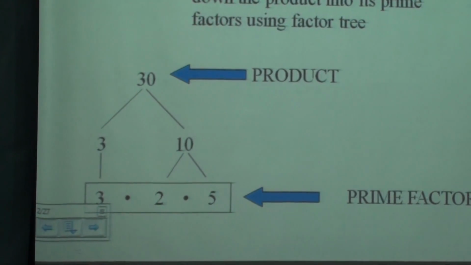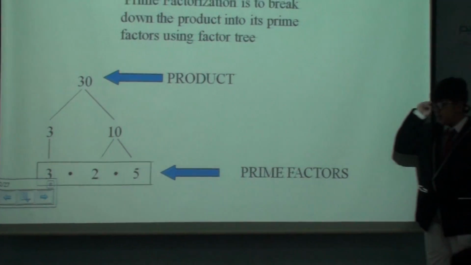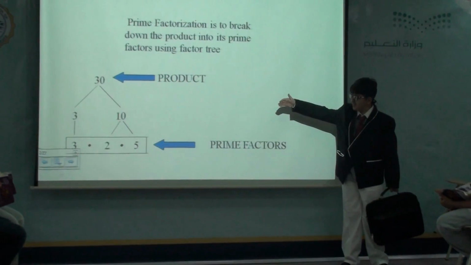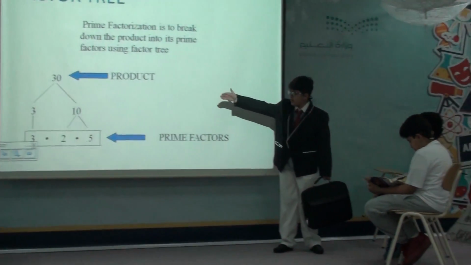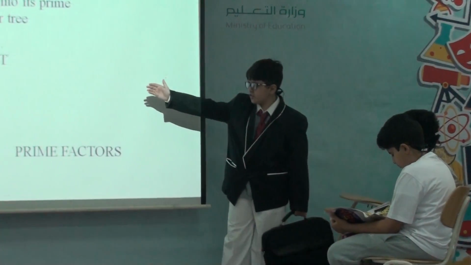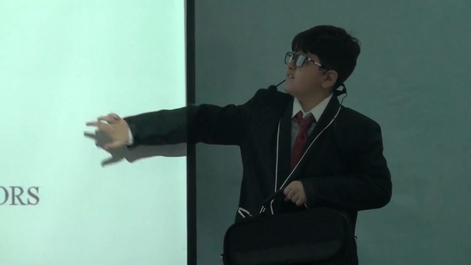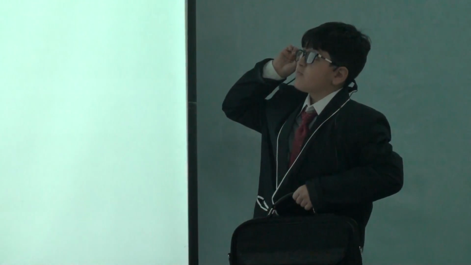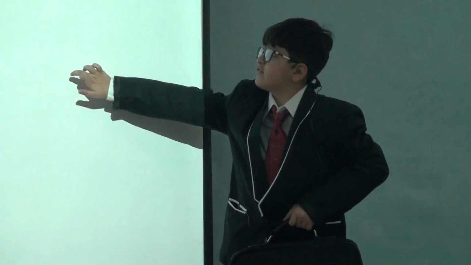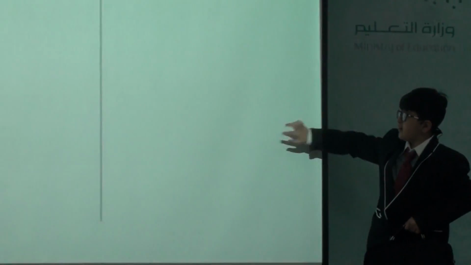It's 3 times 10. But is 3 prime? Yes, it is. So 10 will be multiplied by each other and it will be 2 times 5. And the prime factorization of 30 will be 3 times 2 times 5. Another example. The factor 225.